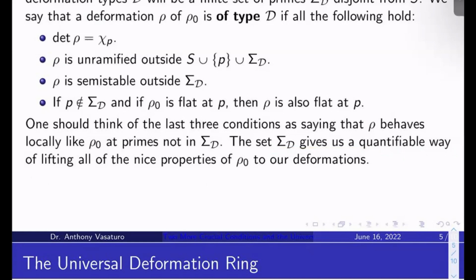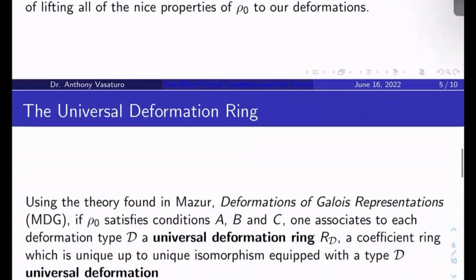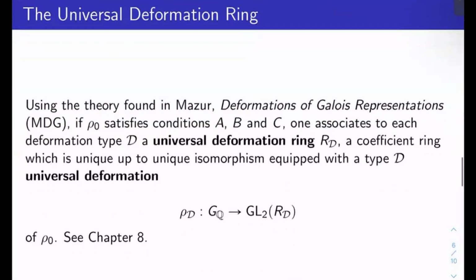So right now, you can think of deformation types loosely in terms of the set of primes sigma D associated to them. And that set allows me to lift nice properties of rho naught outside of sigma D.